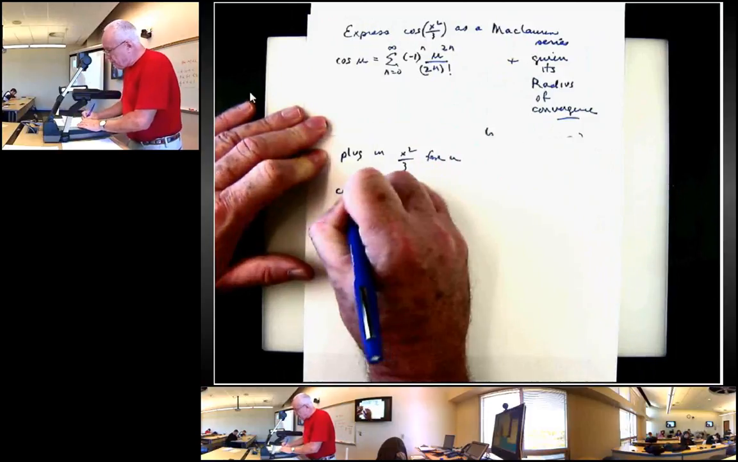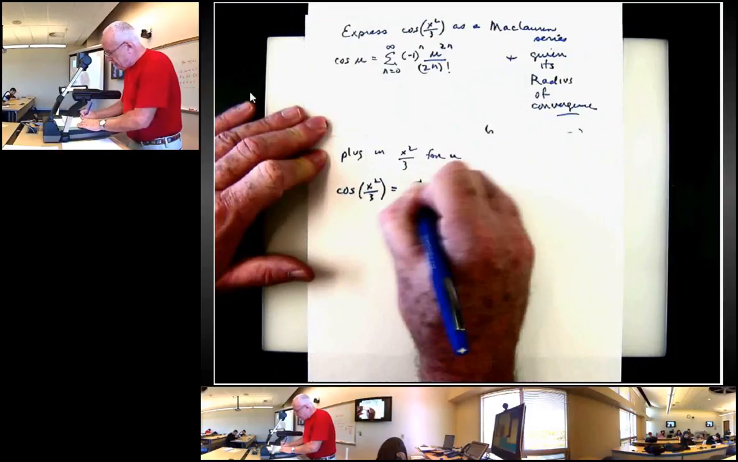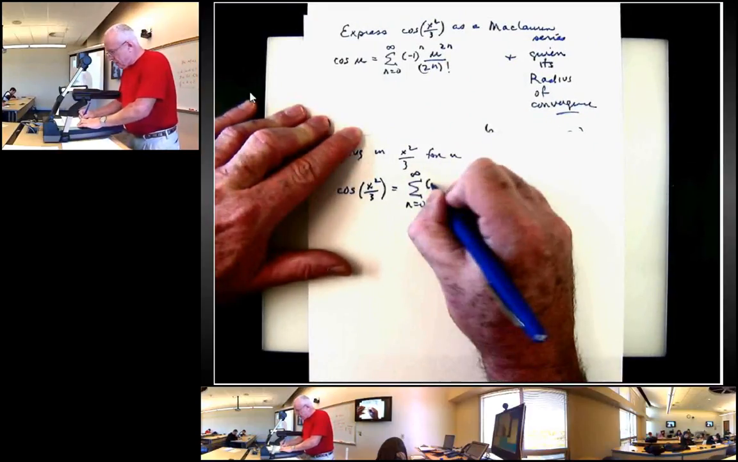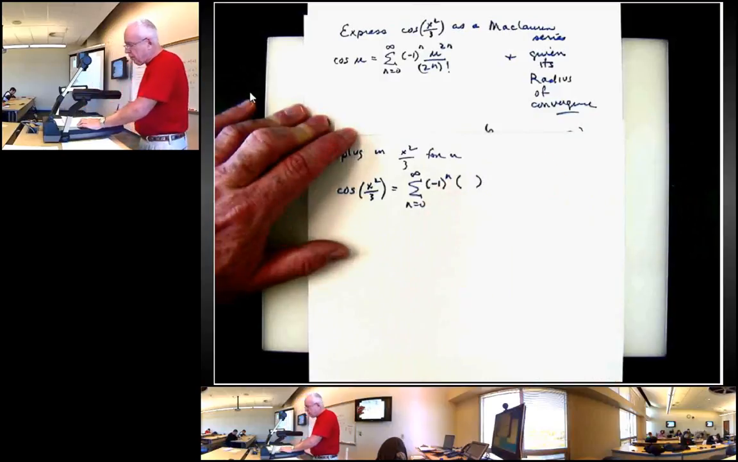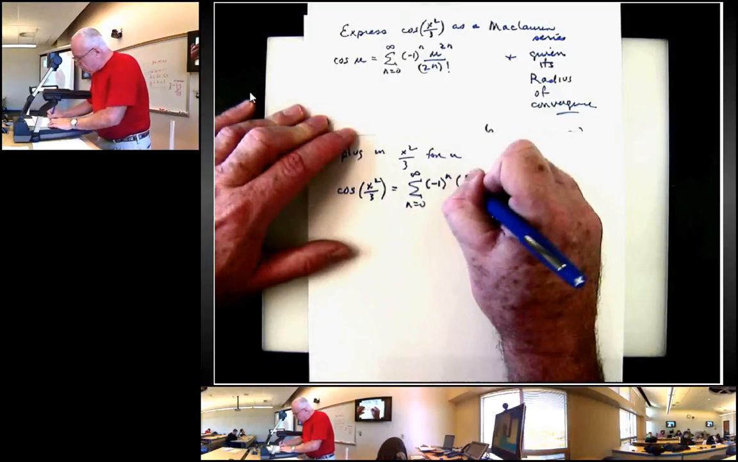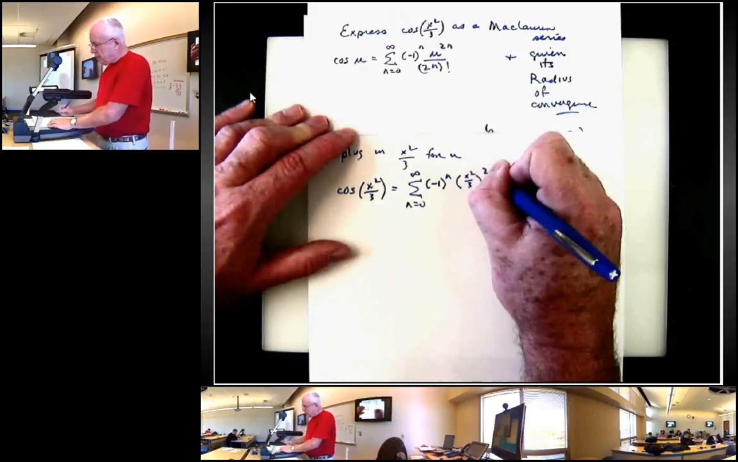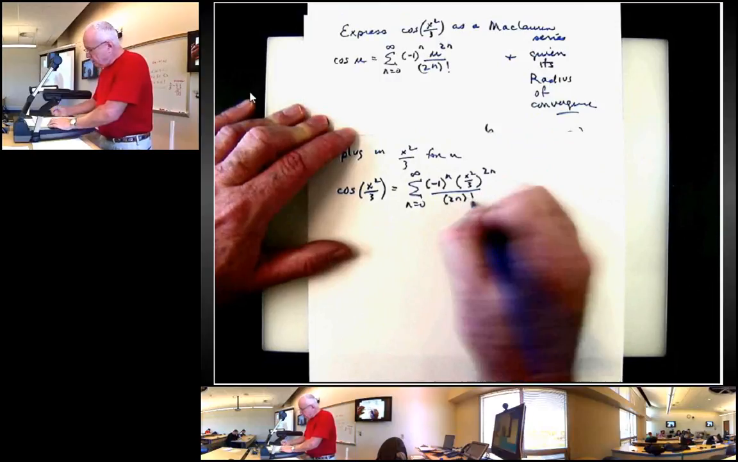So we have, therefore, the cosine of x squared over 3 is going to be that summation from n equals 0 to infinity of minus 1 to the n. Now, in parentheses here for the u, for right now, I'm going to put x squared over 3, and now that's being raised to the 2n power, and then it's all over the factorial of 2n.